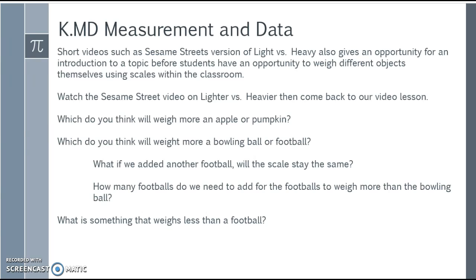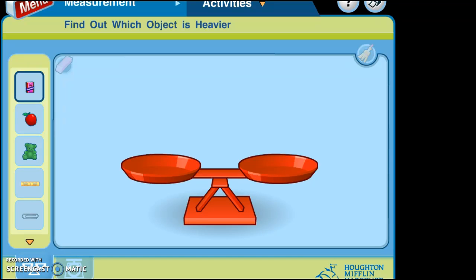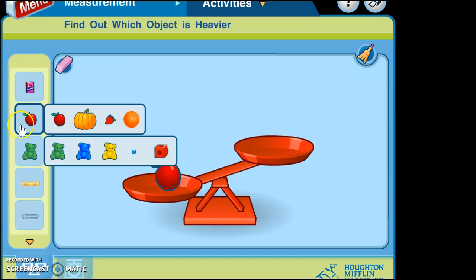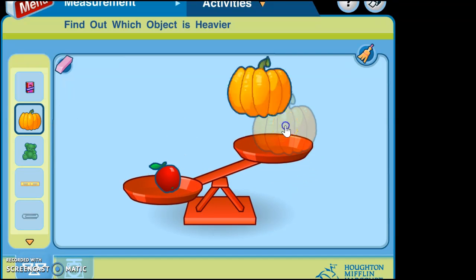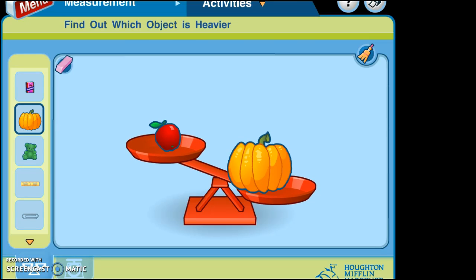So what do you think will weigh more, an apple or a pumpkin? To do that, I'm going to go to our virtual manipulatives, and we're going to check it out. This link is in our online manipulatives. So I have an apple, and I'm going to put it on my scale, and I have a pumpkin. And I can see that the pumpkin weighs more than my apple.